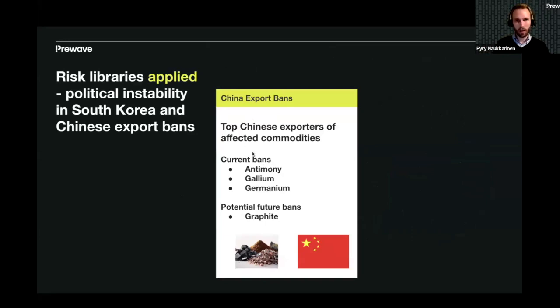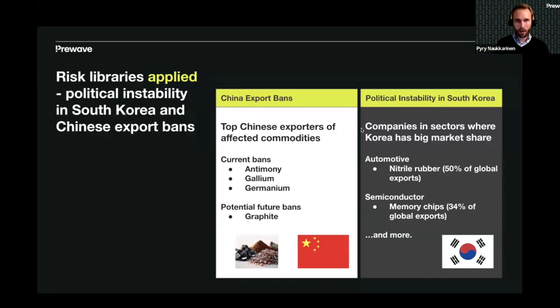Companies exporting antimony, gallium, germanium, and also taking a proactive approach here, we can include companies that, for example, export graphite out of China, because this is a material that we foresee, based on the trade patterns, is highly concentrated in China, and this is something the US needs. So it would be a natural candidate for including on such a list in the future.